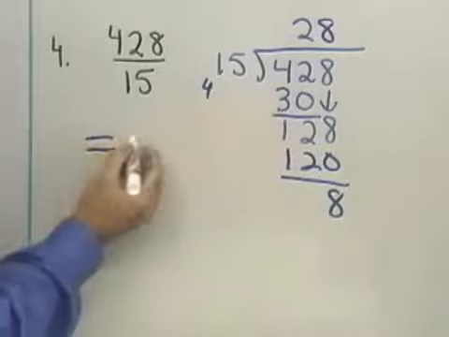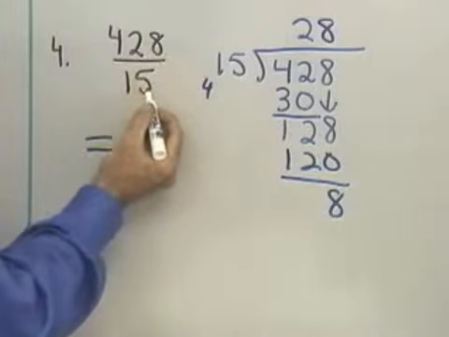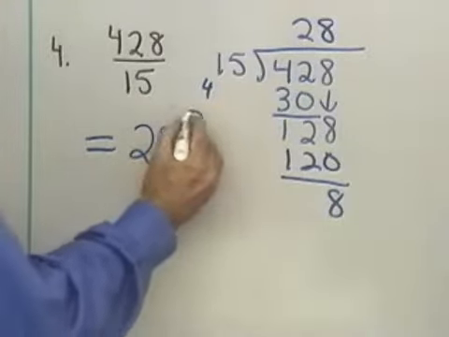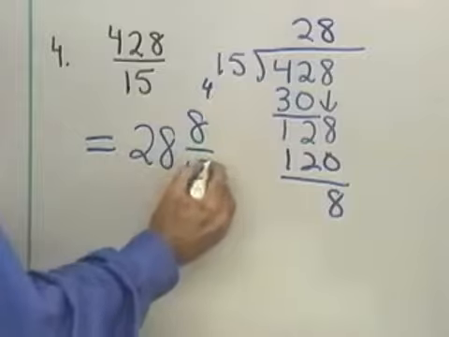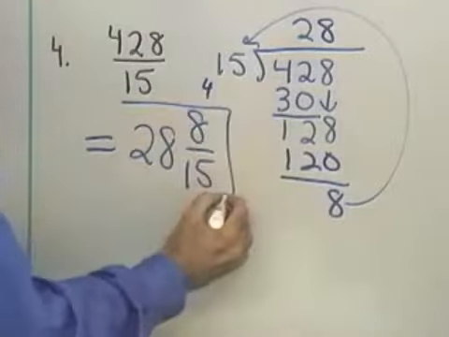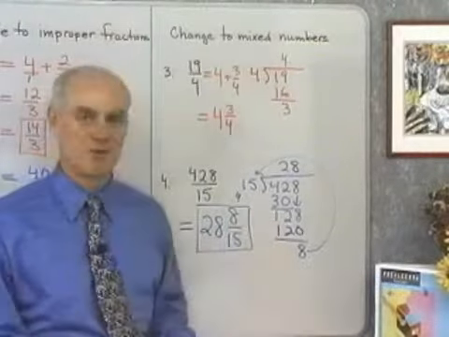That means that 428 over 15, that improper fraction as a mixed number, is 28 and 8/15. So I take this 8 over this 15, that's the 8/15. So I can change improper fractions into mixed numbers by doing this division right here.